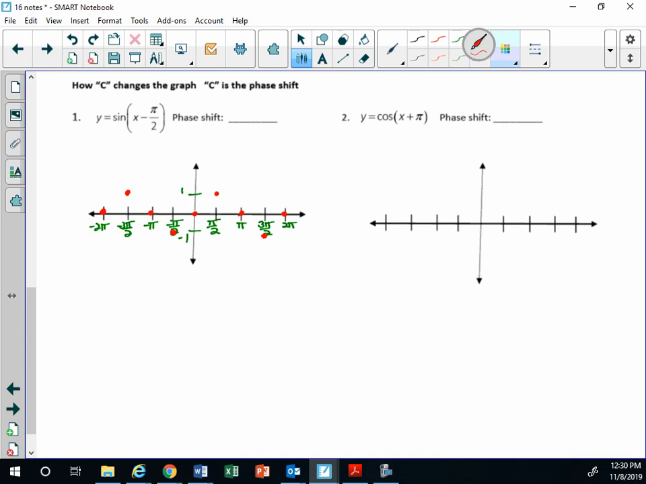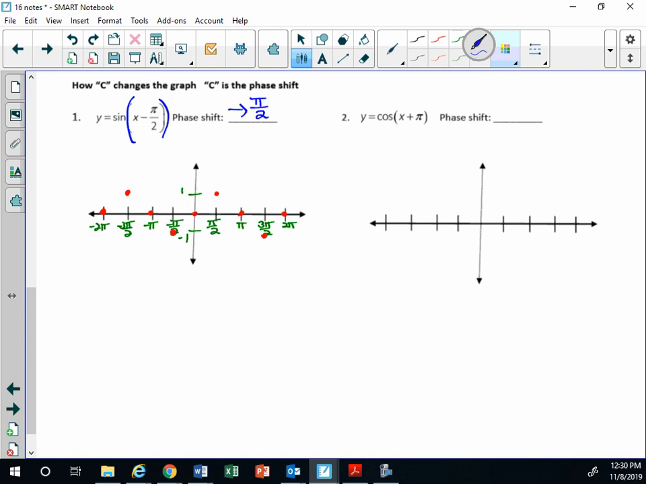Everybody have the red dots? Almost. All right, I'm not going to connect those because I need to shift all of them. So where do you think I'm shifting? Like up, down, left, right? Where am I going? Going to the right. Yes, you guys see how this is minus pi over 2 in the parentheses? Means we're going to the right. And we're going to the right by pi over 2.